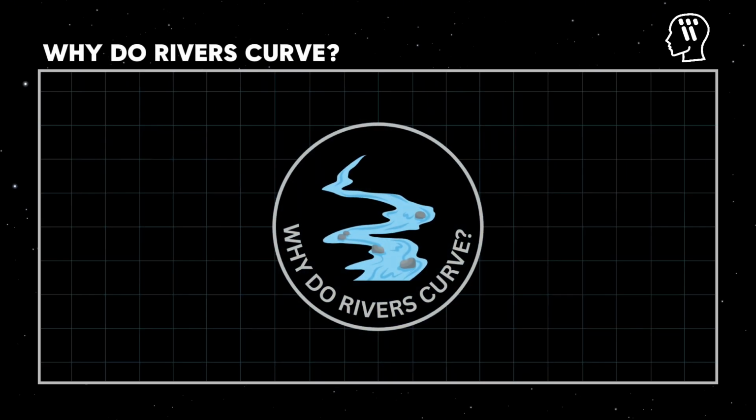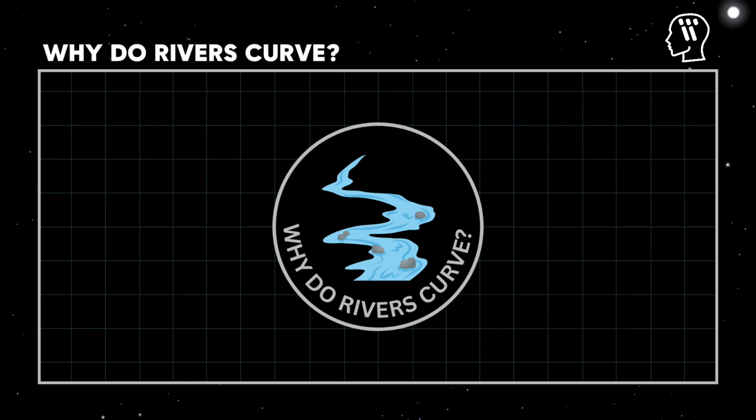Ever wonder why a river doesn't flow in a straight line, but rather winds its way through the landscape in graceful bends and turns? Let's take a journey into the heart of nature's engineering and find out what's behind this natural phenomenon. First, let's start by imagining a river.